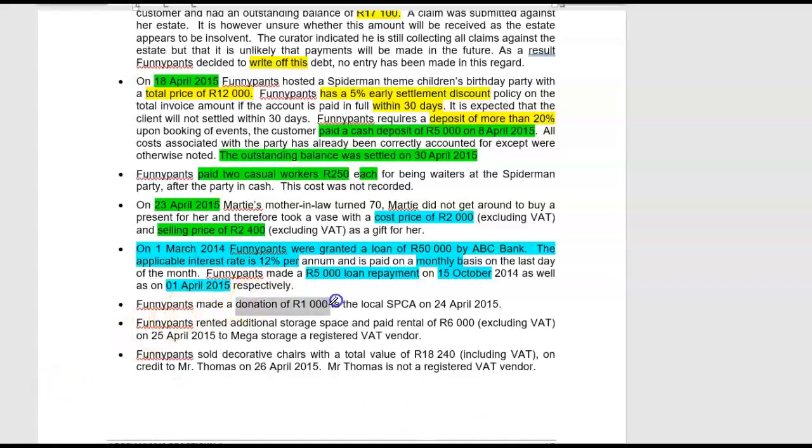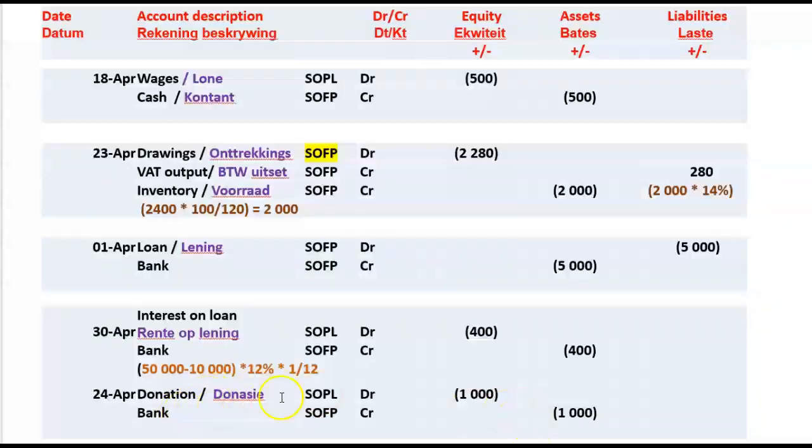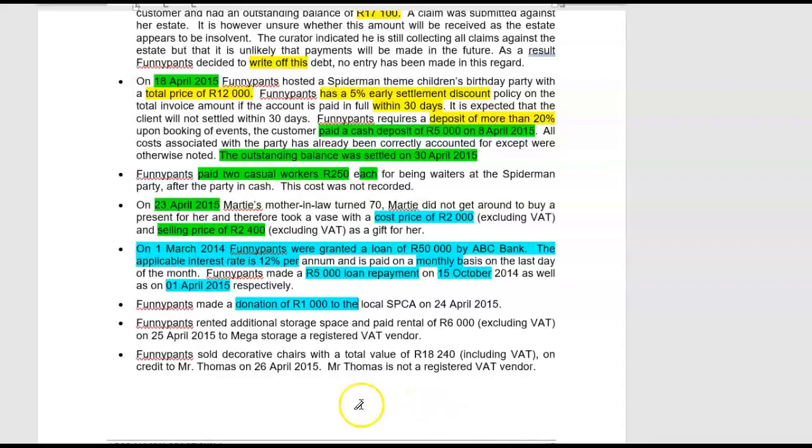Funny Pants made a donation of 1,000 Rand to the SPCA on the 24th of April. There's no VAT on donations either. So donation expense account, statement of profit or loss debit, 1,000 Rand is going to reduce our equity, and bank credit with 1,000 Rand, it's going to reduce our assets simultaneously.